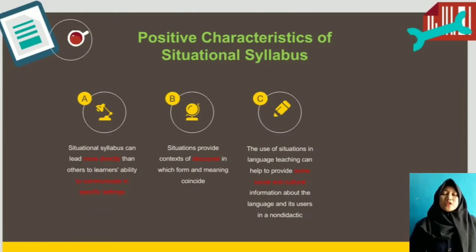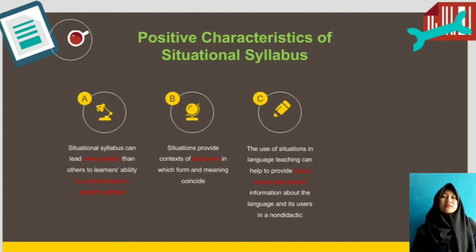Positive characteristics of situational syllabus. The first, situational syllabus can lead more directly than others to learners' ability to communicate in specific settings. Well, in this case, especially for highly specific and predictable settings. The second, situations provide context of discourse in which form and meaning coincide. So the form-meaning relationship can be reinforced, so it can go beyond sentence level to discourse level.